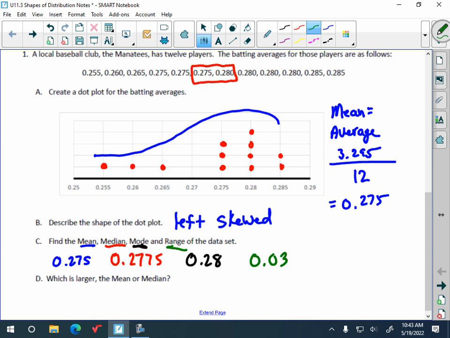All right, and then D says, which is larger, the mean or the median? Which one's larger? Yeah, the median. Okay. So that one's our largest one. All right, now we can see this on this distribution. So 0.2775 is about right here. Okay, so this is our median. Okay, and then the mean, show that real quick. The mean is 0.275. It's right here.